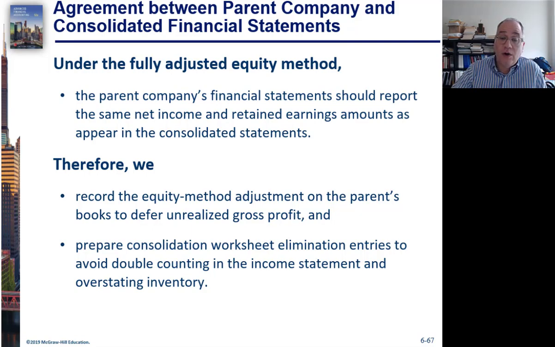So we want to record all these little adjustments on the books of the parent, and if the parent recorded additional gross profit, then we want to defer that additional gross profit until it's actually realized, i.e. when the goods are sold to an outside party. So that's one piece of it. Furthermore, we're going to need to eliminate this gain when we do the consolidation.